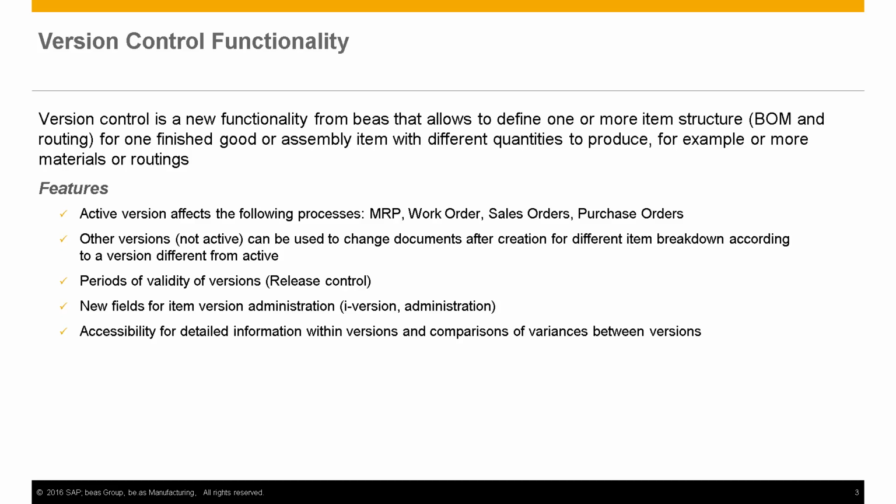In the system, we include new fields to administrate these versions, which are, and we're going to see it later, the I version and the administration fields. Also, one of the special features is that we have accessibility for detailed information between the versions and comparisons between the versions and the bill of material.